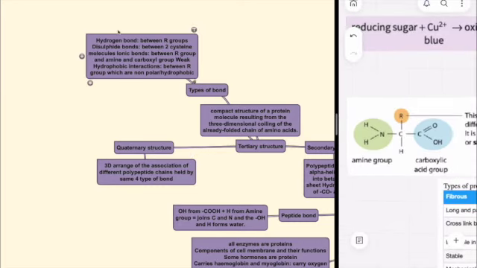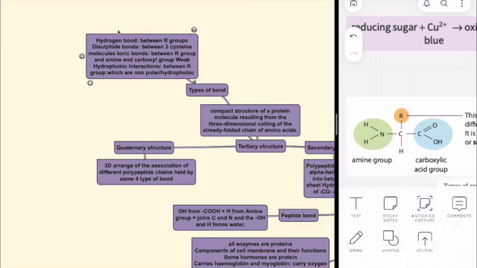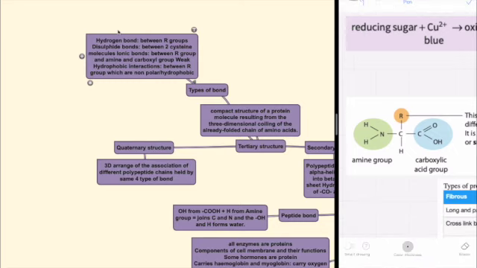So amino acid. So basically, they will have a C in the middle, a hydrogen, amine group, carboxyl group, and the R. This is the side chain. This R chain can be anything based on the amino acid codons that are available.